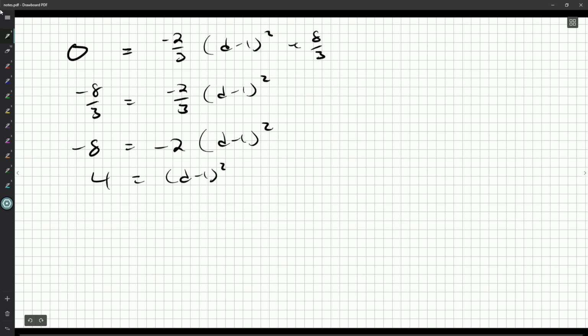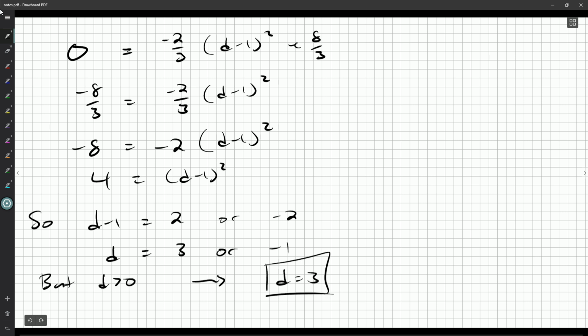And now that means if something squared is equal to 4, then you must have squared either 2 or minus 2. Another way we could write that is d − 1 = 2 or −2. And if I add 1 to both of those, d is 3 or minus 1. But, and we just said this a moment ago, d is positive. So d must be 3.